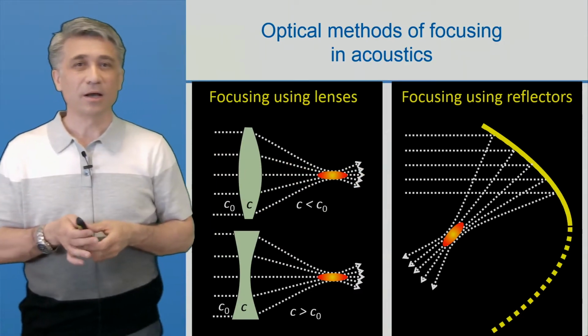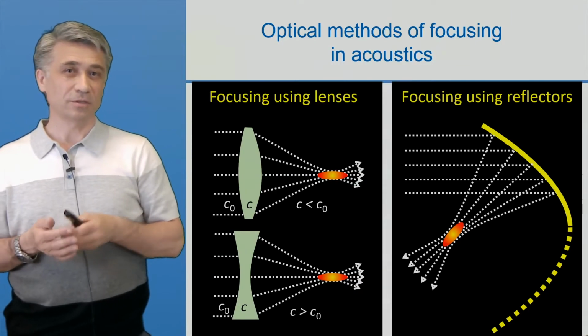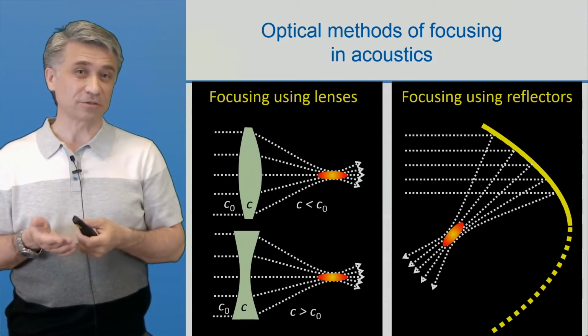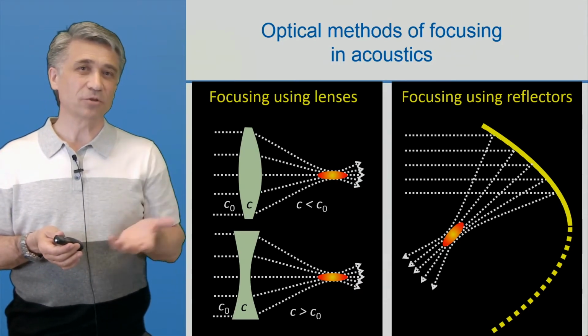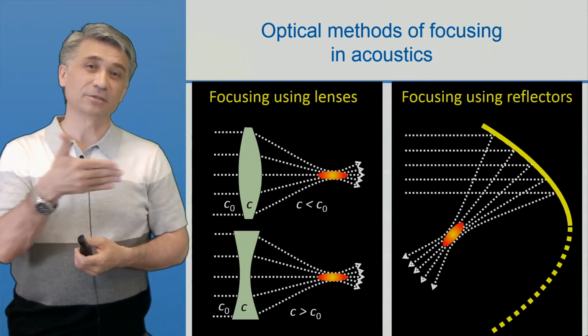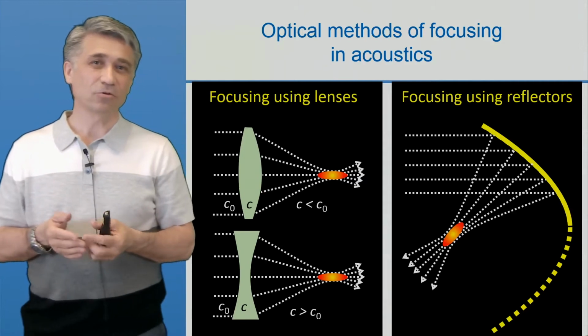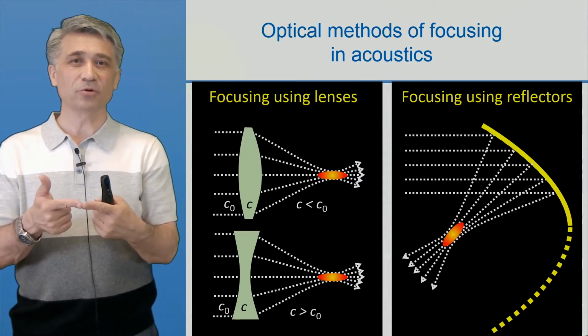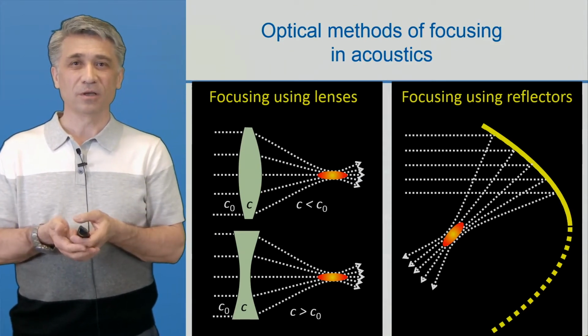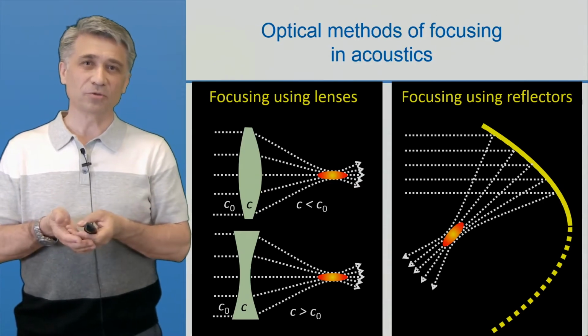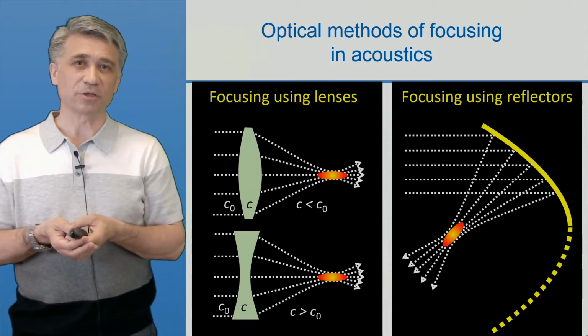Another approach is this one. This is when you use curved mirrors, reflectors. For instance, if you have a paraboloid and you send a collimated beam to this paraboloid, after reflection all the rays go to the same point. That means that you have focusing. So this approach can also be used, and it is used in some applications.